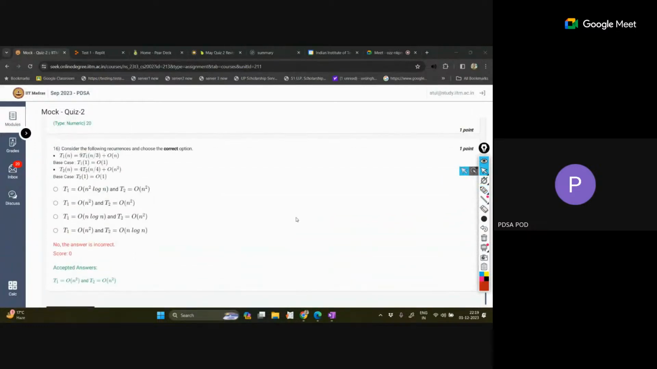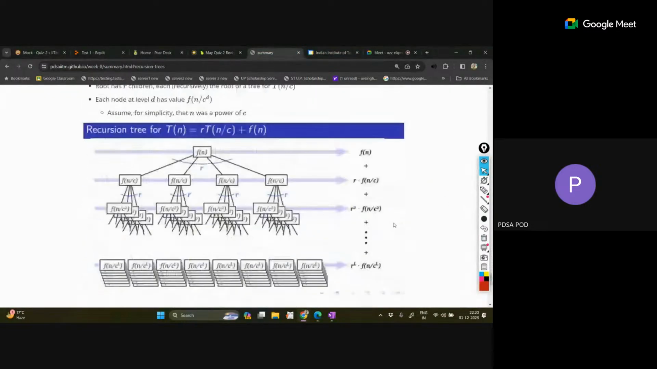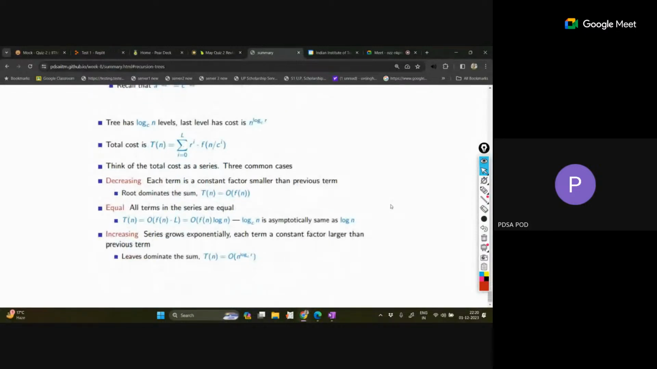Yeah, next one is this. A recurrence relation is given and the complexity is asked in this problem. For this type of problem, you can remember the recursion tree process, where 3 conditions are given. If you look at the slides of week 8 last, you can remember this last property.